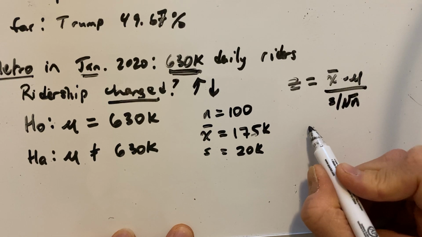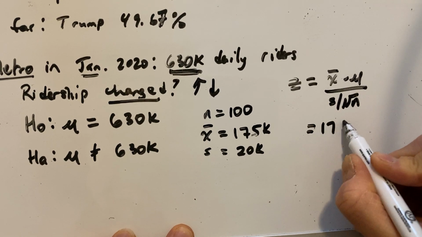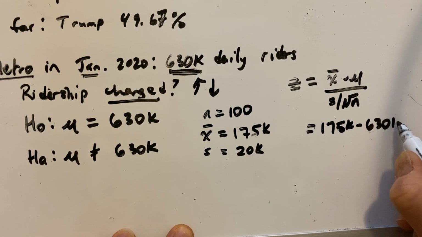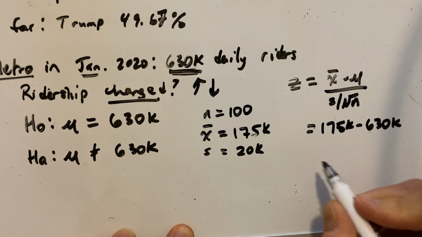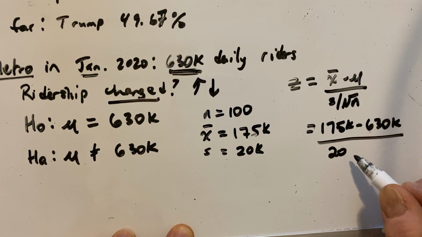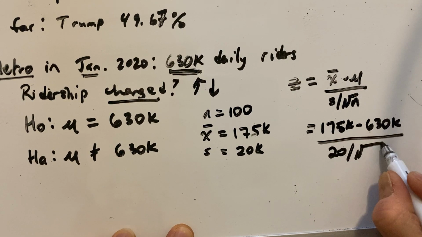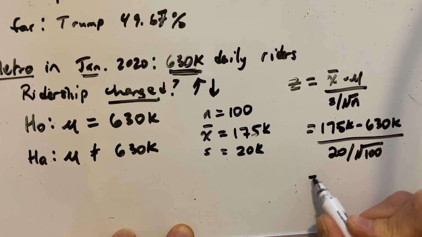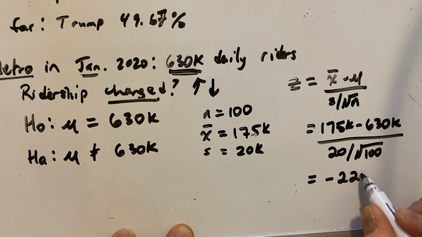And now we just plug in our numbers. So we have 175,000 minus 630,000, that's from the null hypothesis, divided by our sample standard deviation of 20,000, divided by the square root of 100, or sample size. And when we plug this in, we're going to get minus 227.5.